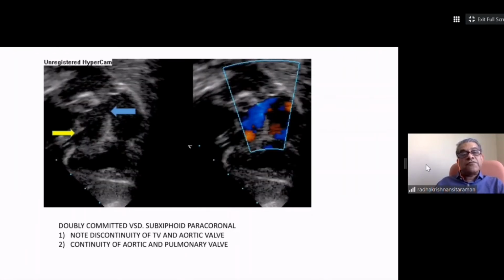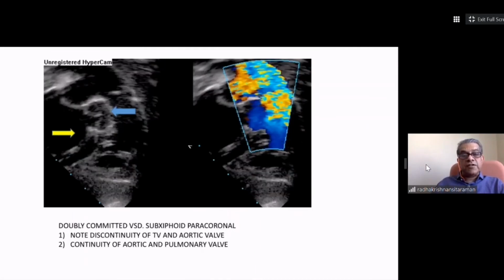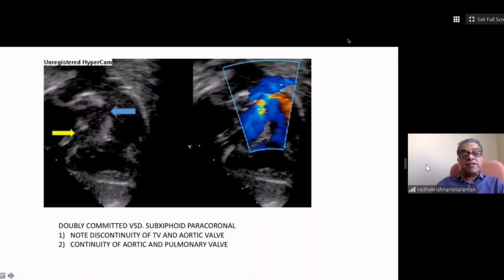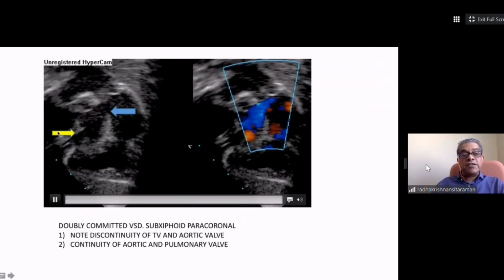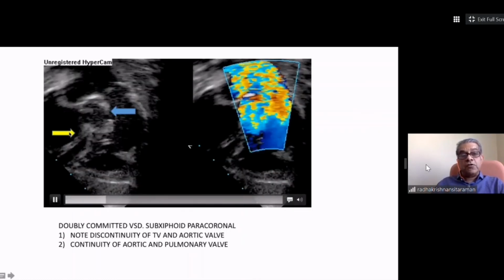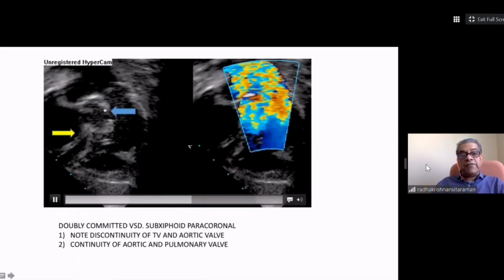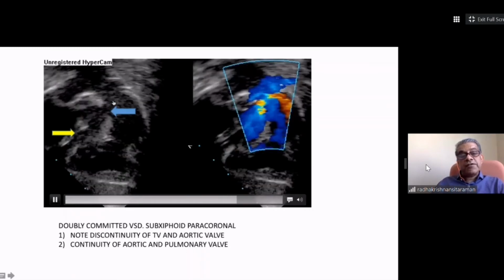Here is a subxiphoid view, which is a restrictive ventricular septal defect, where you can clearly see that the tricuspid valve and the aortic valve are continuous with each other, at this yellow arrow. And at this arrow you see that the pulmonary valve and the aortic valve are continuous.